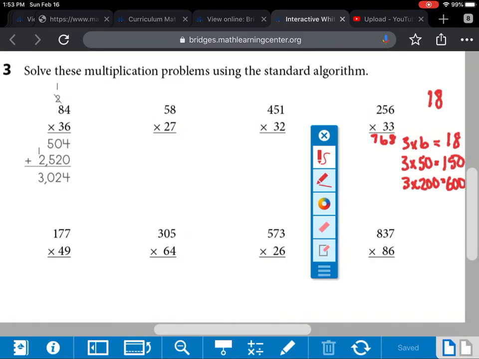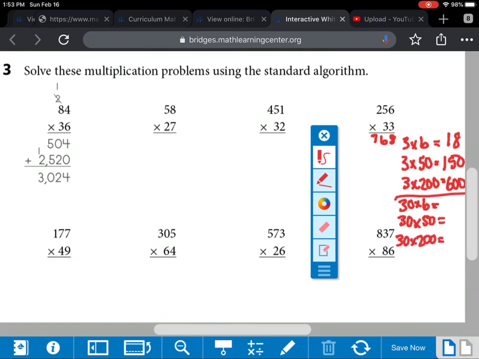You'll see that it's the same number that we got when we did the standard algorithm, but I don't have the carried ones up here because I didn't do any of that carrying in the standard algorithm. So once I've multiplied everything on the top by what's in my ones place, I'm going to do basically the same thing that we do in the standard algorithm, where I multiply everything on top by what's in my tens place. So I'm going to do 30 times 6, 30 times 50, and 30 times 200.